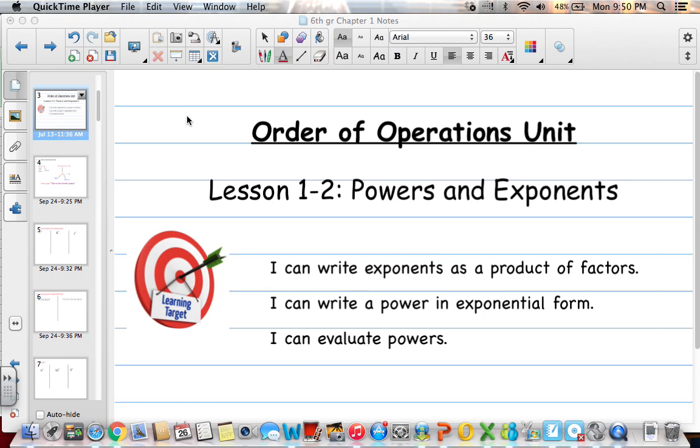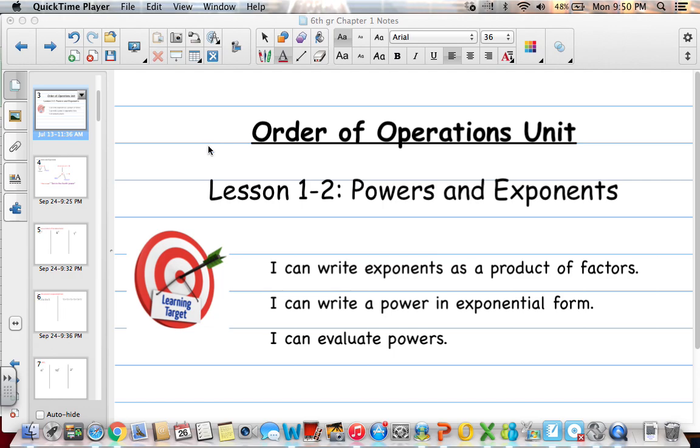So you want to start a new section in your notebook. Just a new spot right after our old unit, and label it Order of Operations unit. And then we're on lesson 1-2, which is Powers and Exponents. So you'll want to write that at the top of your page.